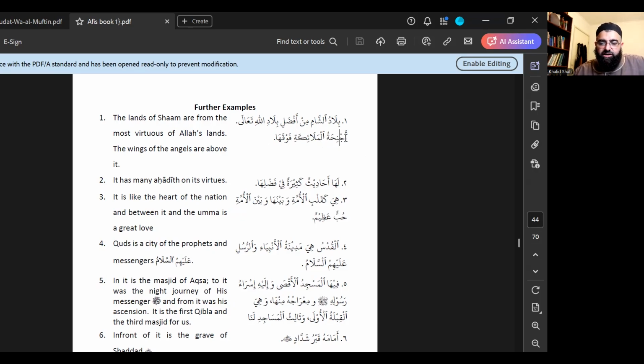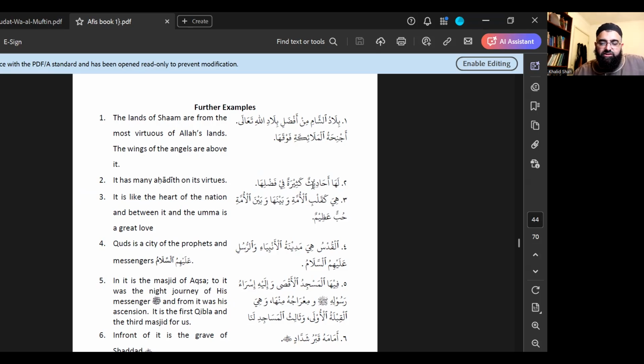So you've got another sentence. Mudaf ilayh is a mubtada and fawqaha is the khabar, which is jar majroor. لها أحاديث كثيرة في فضلها. It has أحاديث كثيرة, right? That's the core of the sentence. أحاديث كثيرة, mawsuf sifa. It's got numerous ahadith on it: لها, for it, في فضلها.